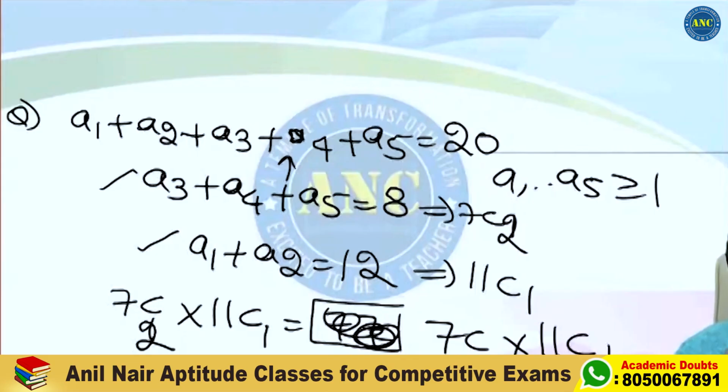While doing, don't make these silly mistakes. I wrote 7C1, which is a blunder. Three variables are there. There are two cuts. So it is 7C2.